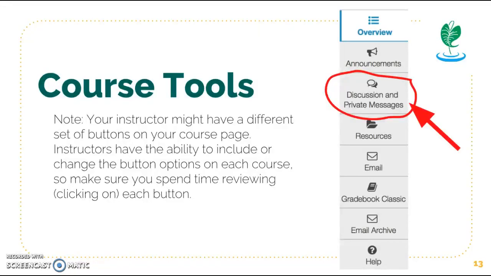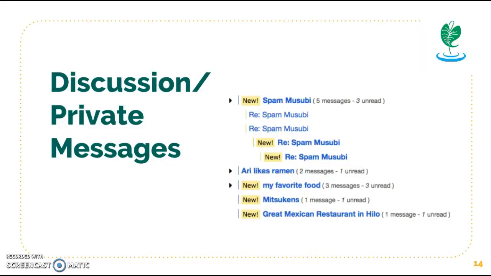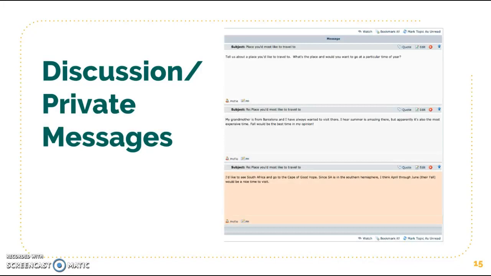Let's talk a little bit more about some of the most common course tools. One of the most common course tools that you will find in an online course is the Discussion and Private Messages button. Discussion and private messages are ways for you to interact with your peers and your instructor. Here's a different example of what the discussion page could look like. You'll have a list of different topics, and if you click on those topics, you're able to access messages. You'll notice here that there are many different messages, and it's because many different students have responded within this particular discussion forum.